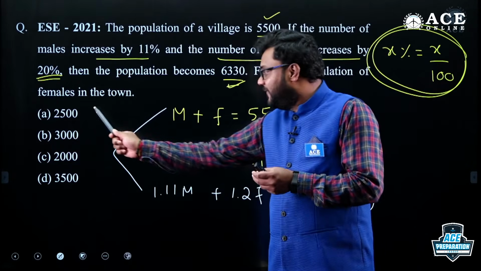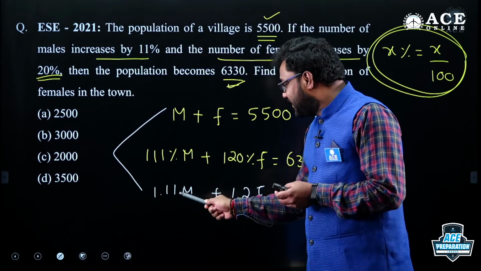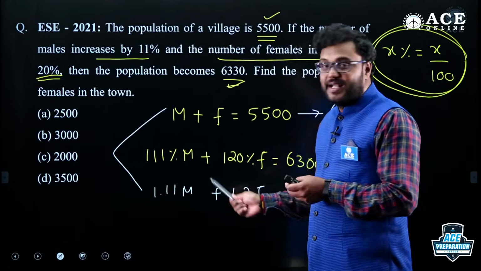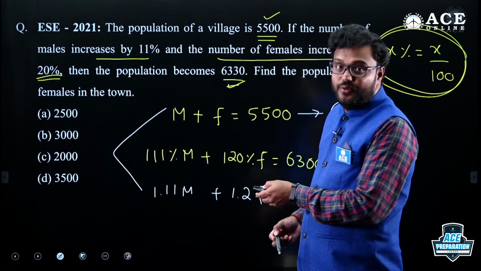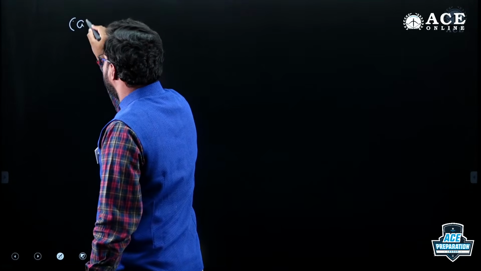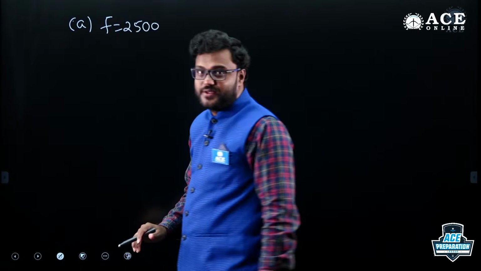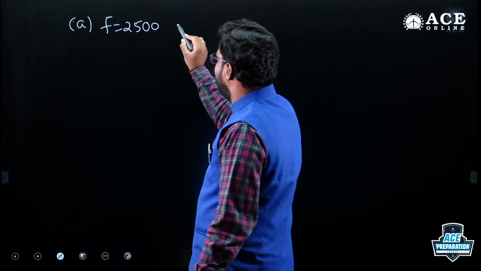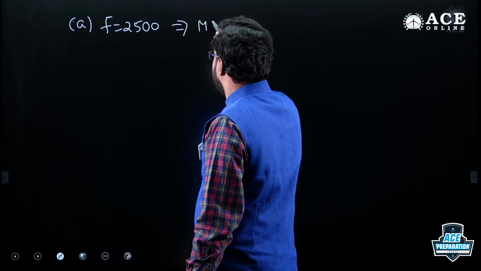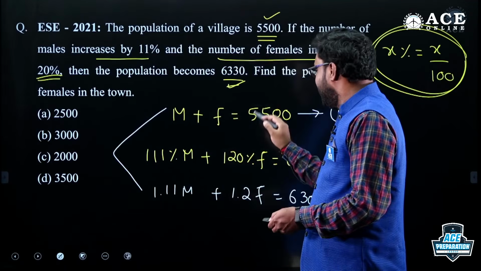Suppose if females is 2,500, male should be 3,000. Then we'll substitute here. Is this correct or not? I'll just show you how to do option verification. For example, as per option A, female is 2,500. You can go solving that equation also, or else you can do option verification. When female is 2,500, obviously male should be 3,000 because male plus female is 5,500.